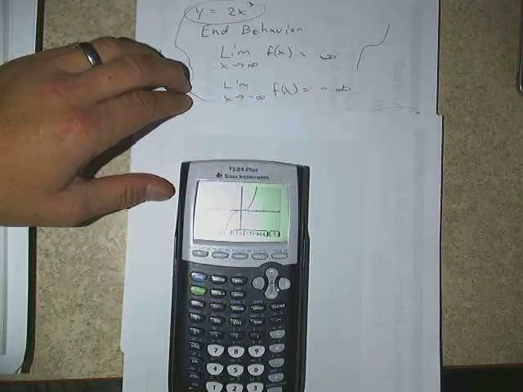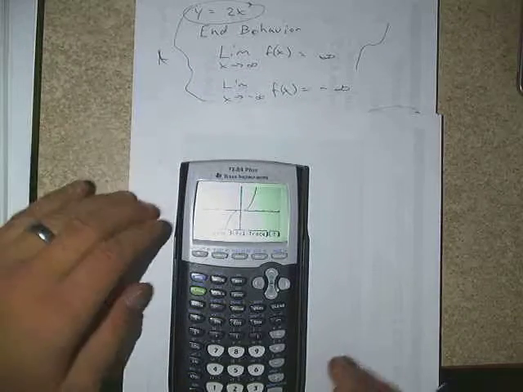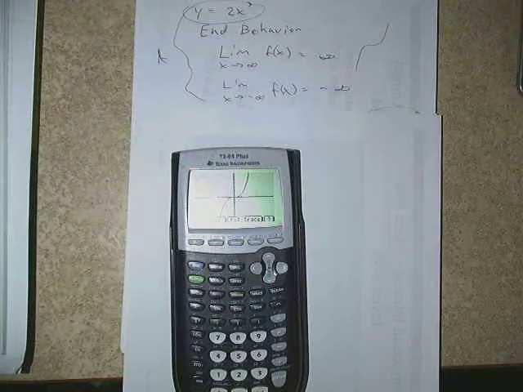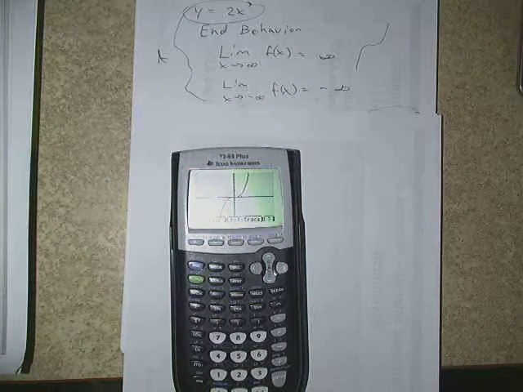So this is how we describe end behavior of functions. We write them in limit statements. We write the limit as x approaches infinity, and then we write the limit as x approaches negative infinity, and then whatever the y coordinates are like, that's where we put our answer.